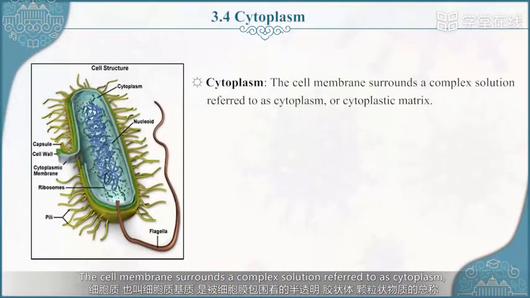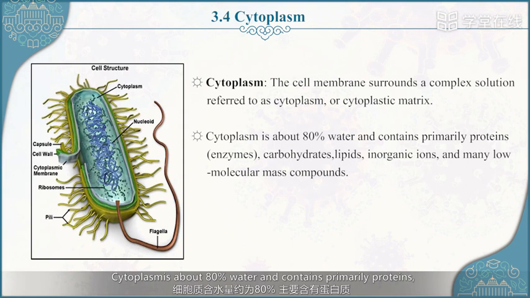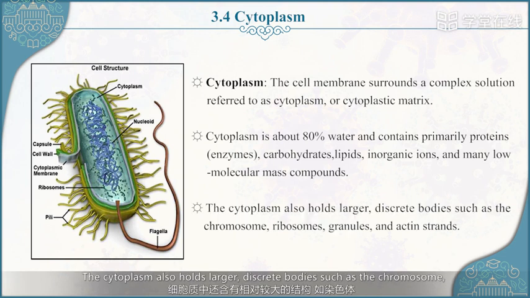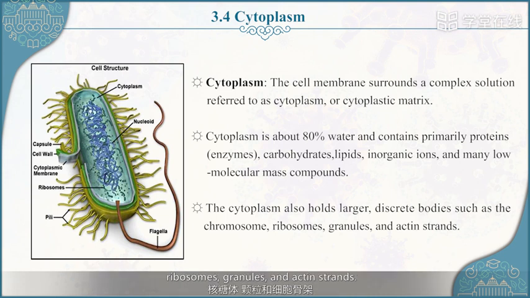The cell membrane surrounds a complex solution referred to as cytoplasm or cytoplasmic matrix. Cytoplasm is about 80% water and contains primarily proteins, carbohydrates, lipids, inorganic ions, and many low molecular mass compounds. The cytoplasm also holds larger discrete bodies such as chromosomes, ribosomes, granules, and actin strands.